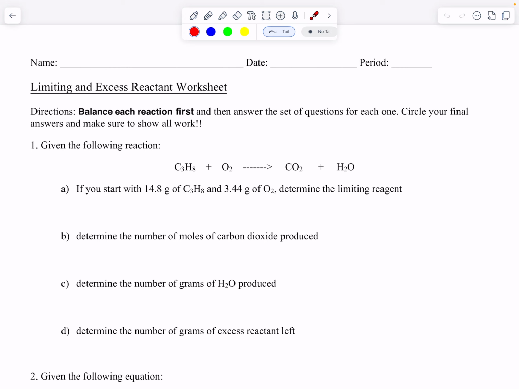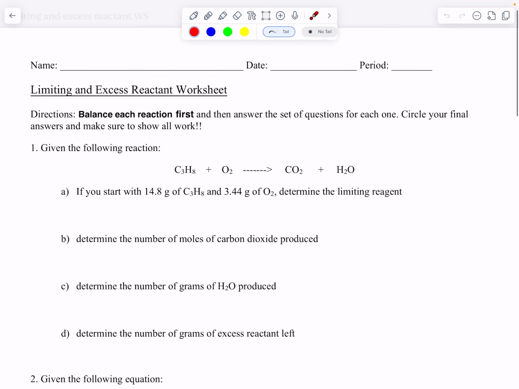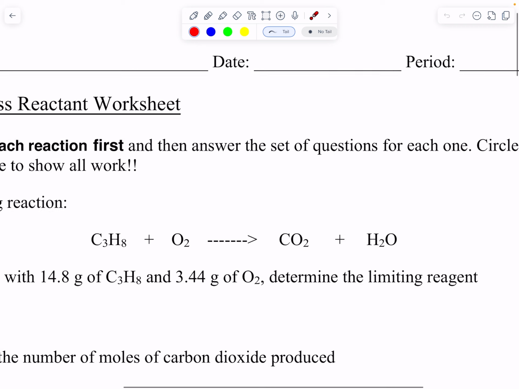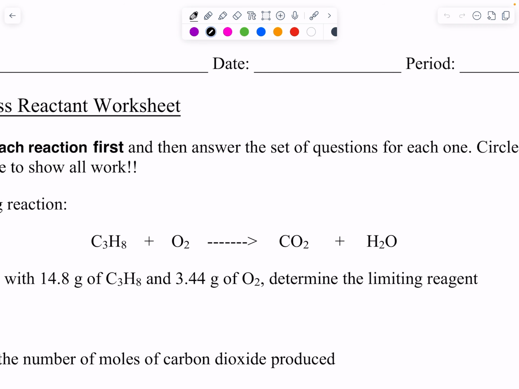So the reaction is C3H8, which is propane, reacts with oxygen to produce carbon dioxide and water. This is a clear-cut combustion reaction, just hydrocarbon, but more importantly, oxygen is a reactant. That's not important for this, but just so you remember, because you are going to have an exam coming up, and this is going to be on it. It says balance each reaction first, meaning none of these are balanced, so you have to balance them yourself. So we're going to balance this together.